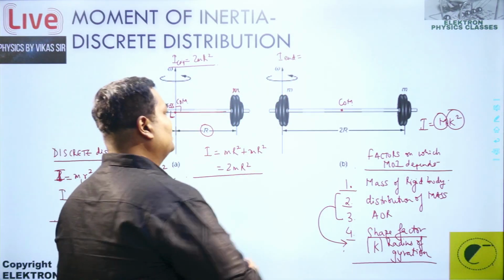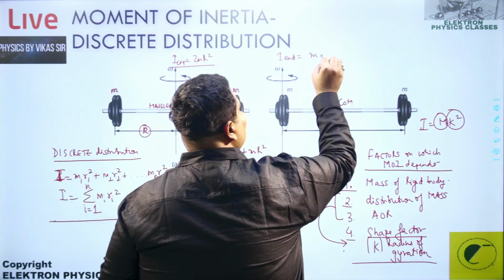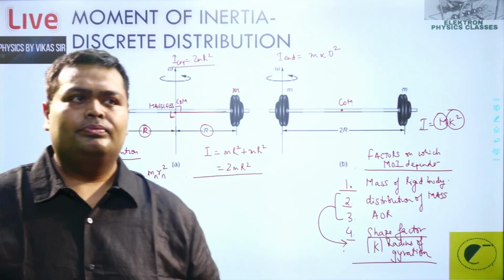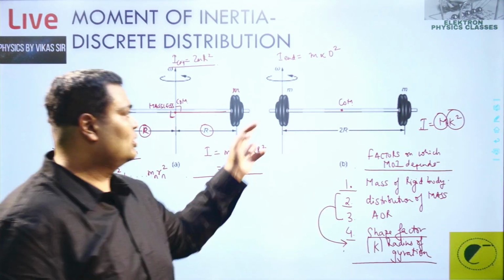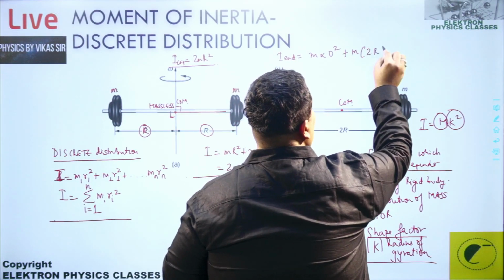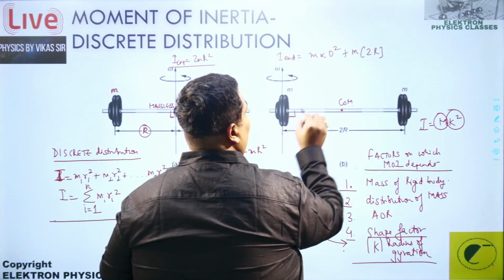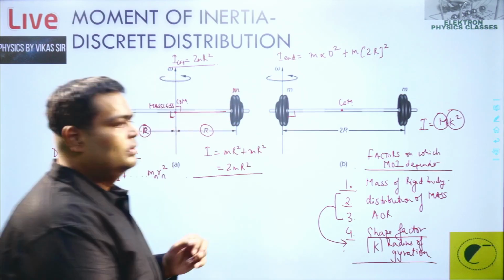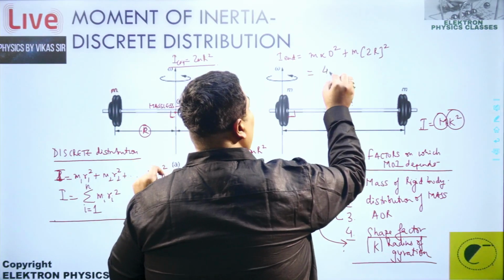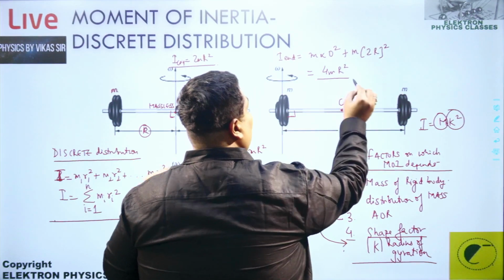Now, what is the moment of inertia of this particle? 0. The reason is it lies on the axis, so the perpendicular distance is 0. That is m into perpendicular distance square. What about the second particle? It is plus m into perpendicular distance square. How much? 2r. This distance is 2r from the axis. So what's the moment of inertia? That becomes 4 mr square. How much? 4 mr square.